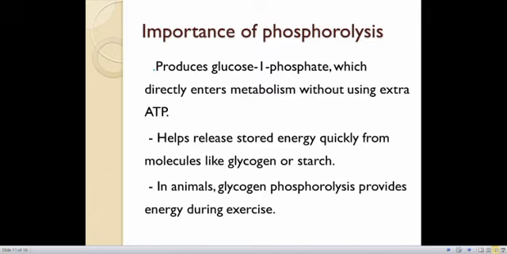The third point is, in animals, glycogen phosphorylases provide energy during exercise. We know that during exercise more energy is needed. Okay, so through phosphorylasis, glycogen is converted into glucose to generate ATP.